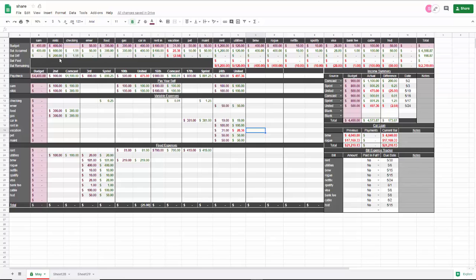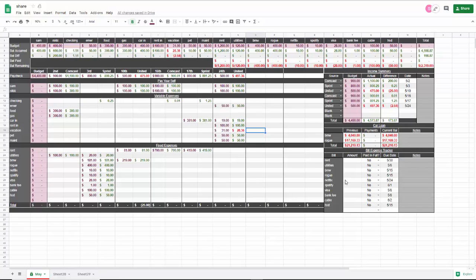But up here, you can see the surplus, $200 checking. You budgeted nothing, but $151. Vacation, you were short $2.64. So down here is what the remaining balance is, but it'll change once you actually start paying your bills.